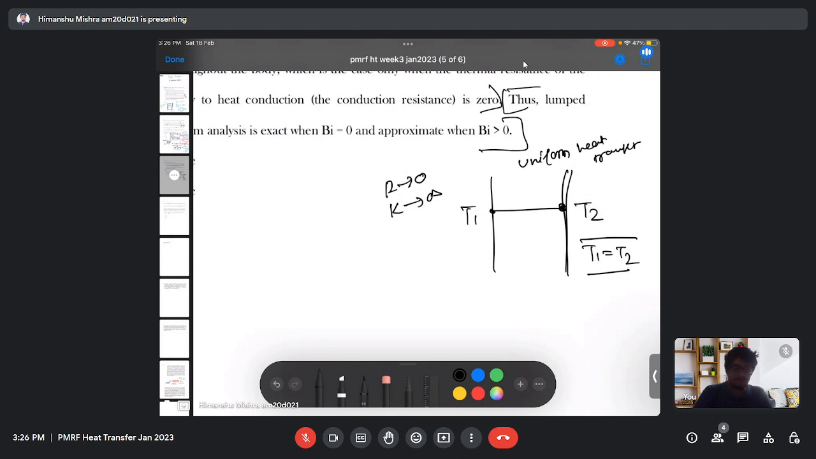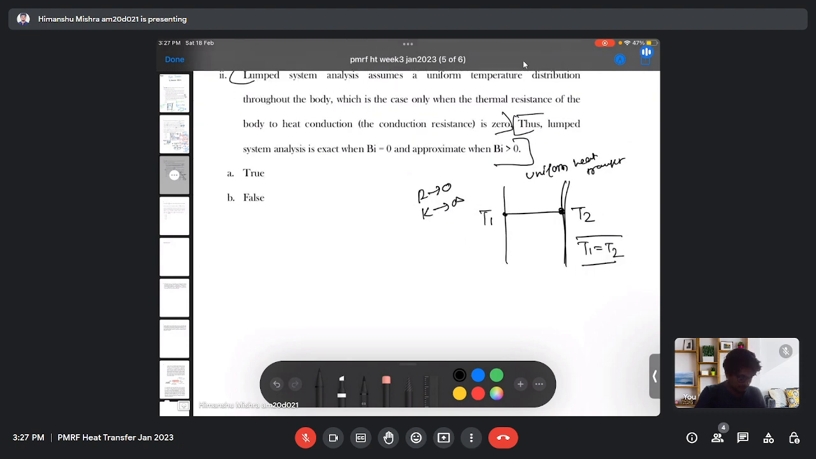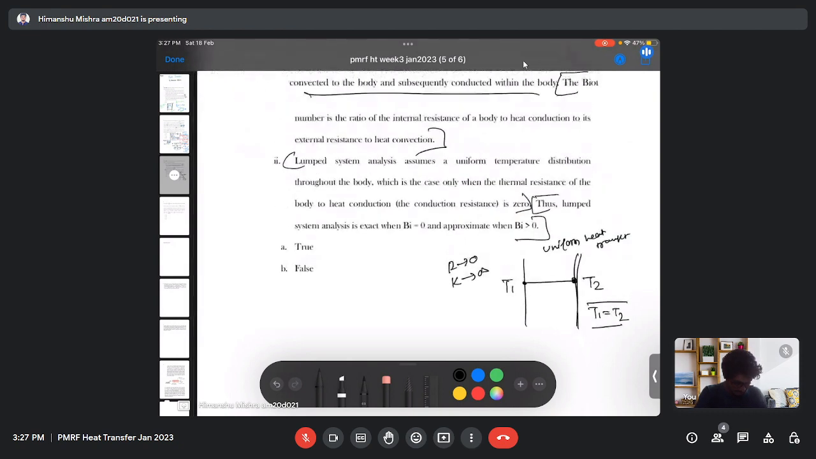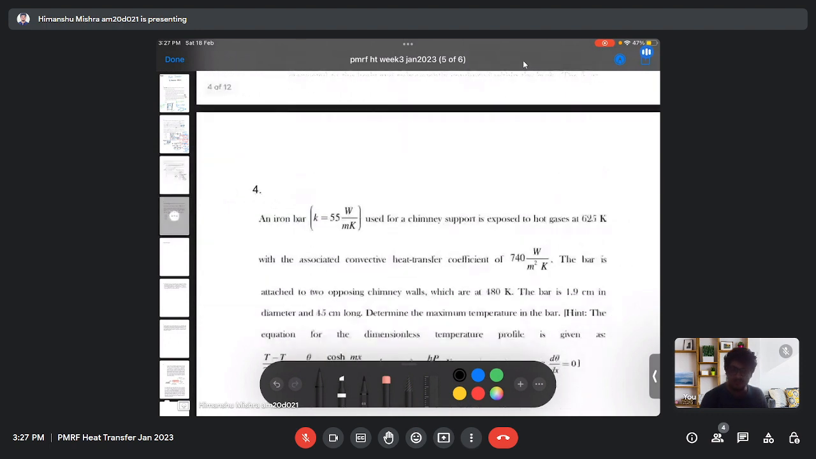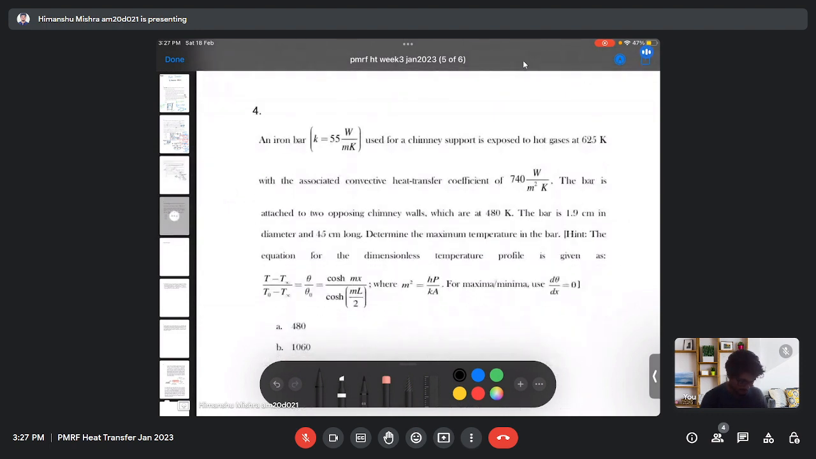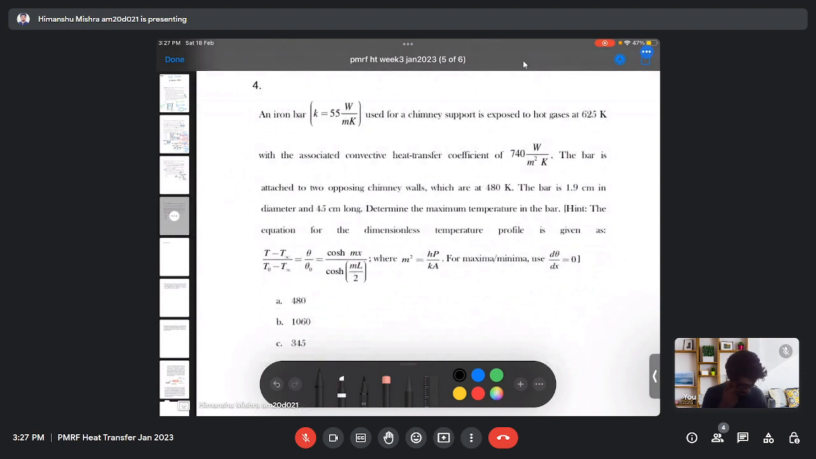So yeah, this is the basic assumption in the lump system. In a lumped heat transfer analysis, we assume the body to be at uniform temperature. So both statements are true here. We will discuss more about these systems in the subsequent questions. So first, let's finish the fin question here. This is I think the last question related to the fin extended surface heat transfer.